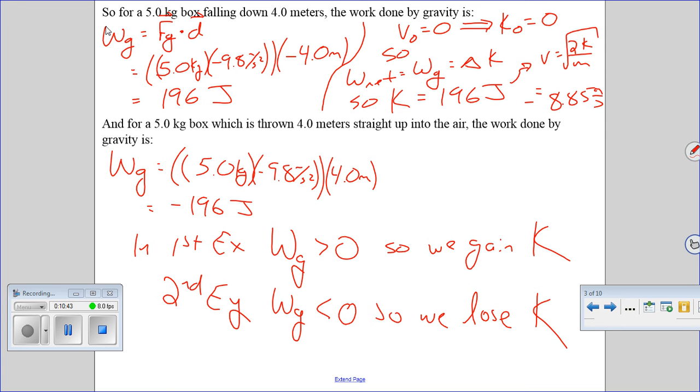Say that again. Oh, if you did FD cosine theta. So yeah, this is what Alex was asking about before. When you use work equals FD cosine theta, these are understood to be the magnitudes of the vectors. So there's no negative signs. You'd have a positive force, positive displacement, and then cosine of 180 is negative 1. Cool?